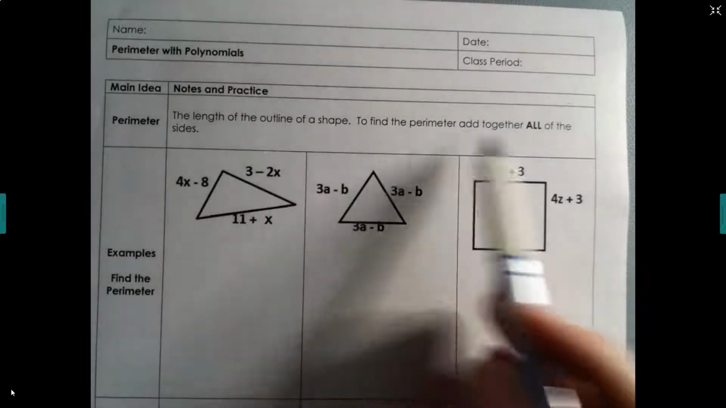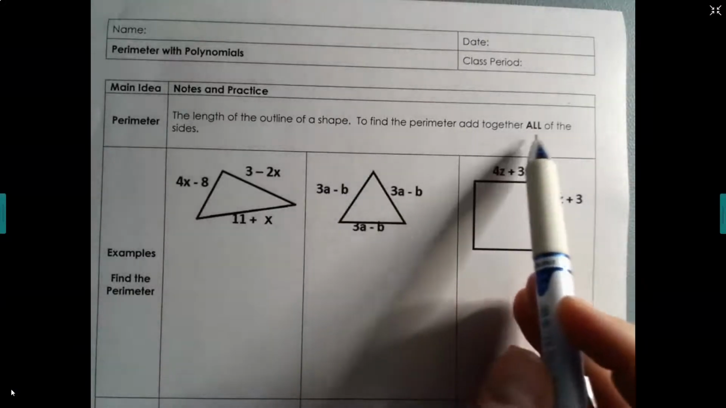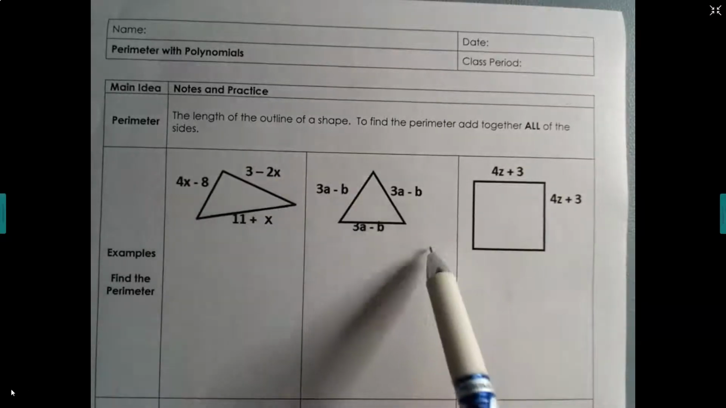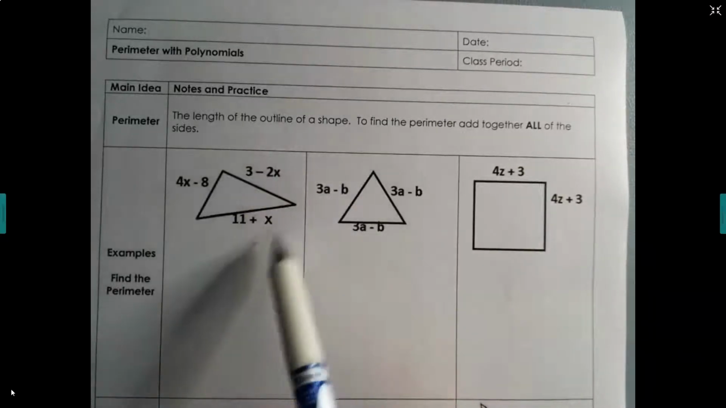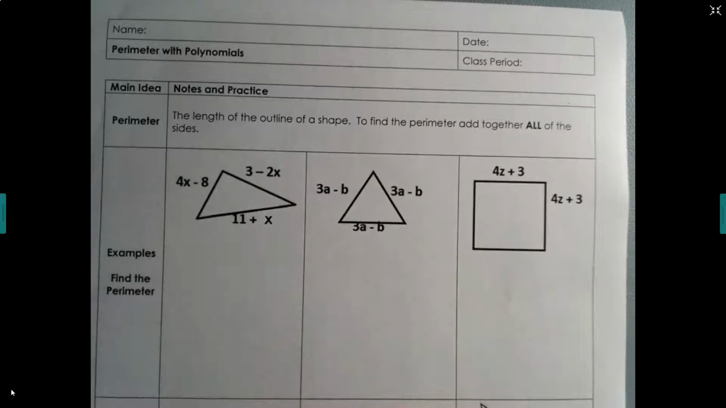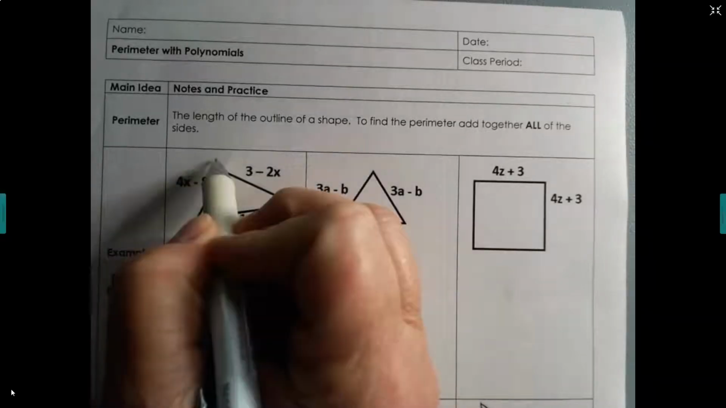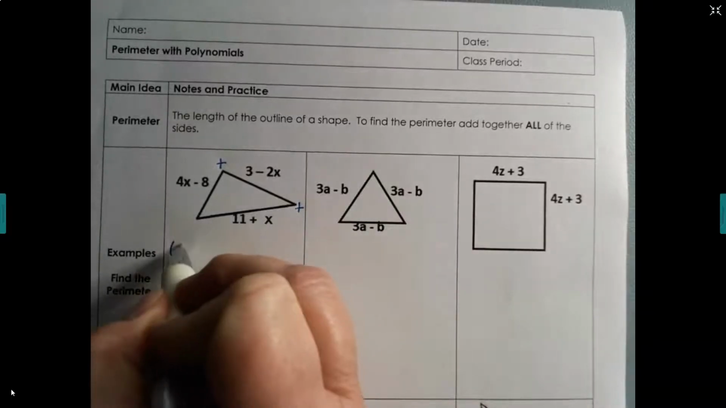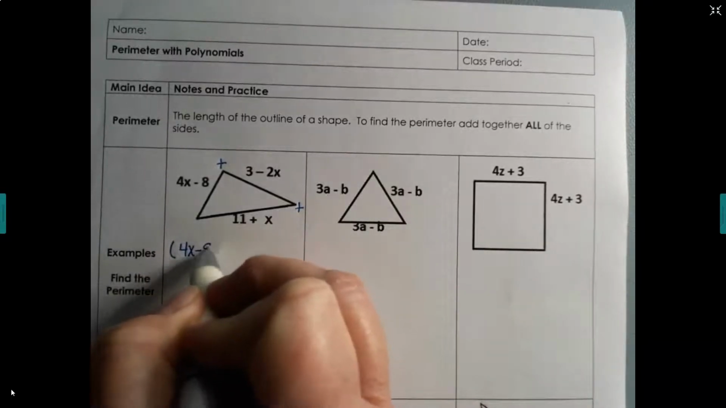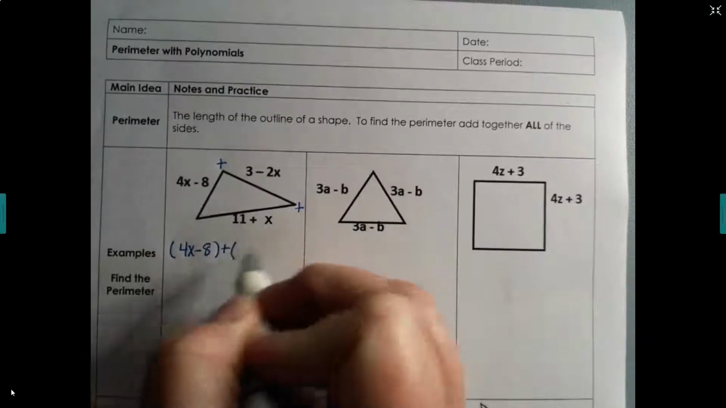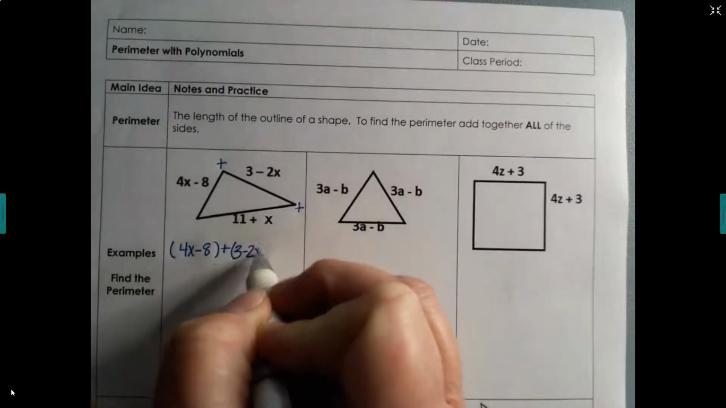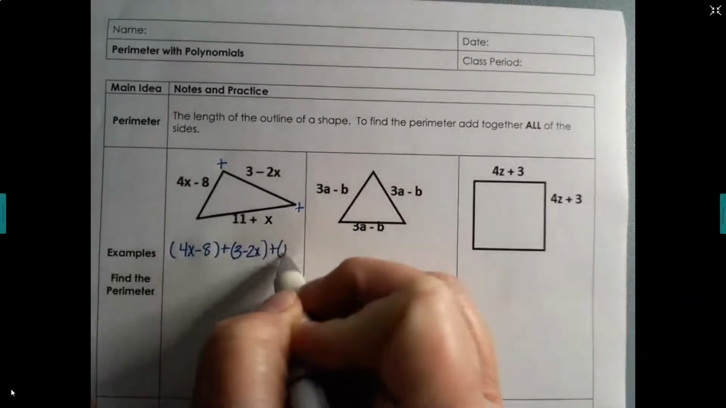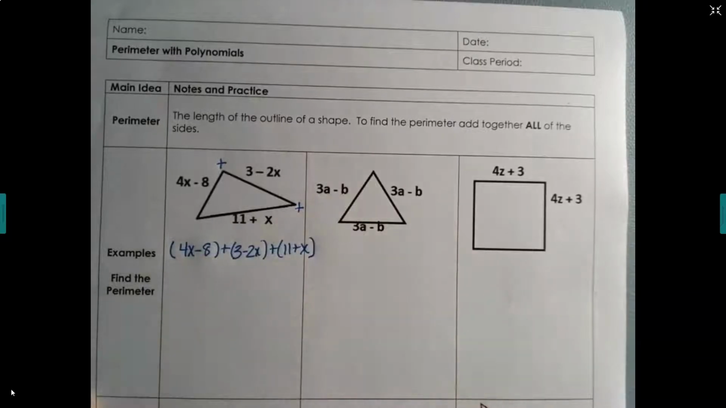To find the perimeter, we're going to add together all of the sides. So you'll be given different shapes and they'll be labeled, and all you need to do is add together the sides. So this side plus this side plus this side. So if we wrote it down, like we were seeing our problems before. Here we go, we're all set up.